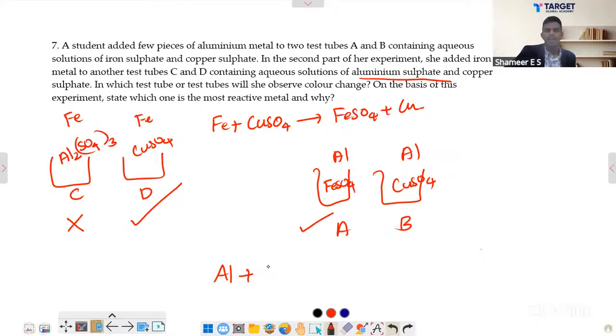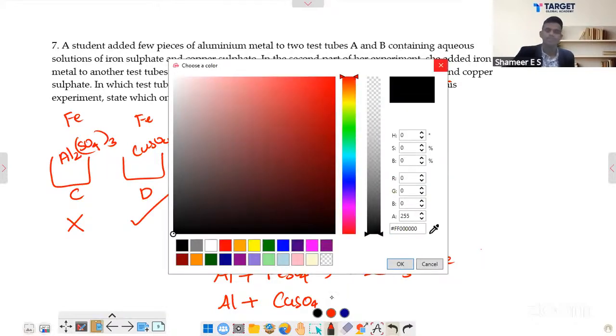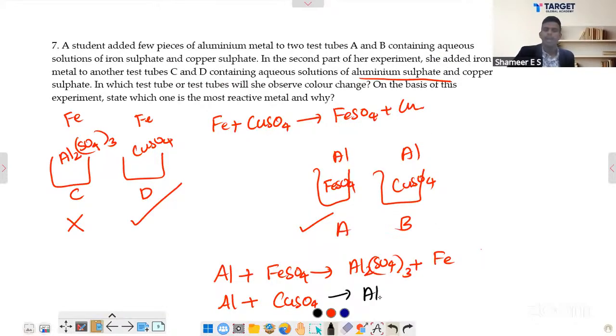Aluminium plus FeSO4 will give you Al2(SO4)3 plus Fe. Next, aluminium plus copper sulfate. That reaction always undergoes, because aluminium is more reactive than copper. Please balance it, like 3 Fe, 2, 2, 3. So this reaction can undergo.